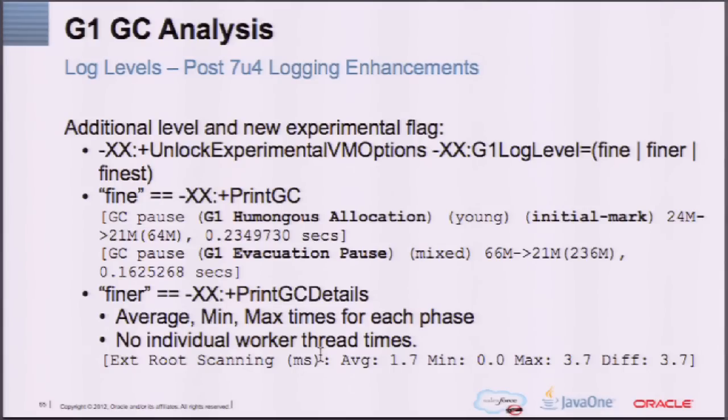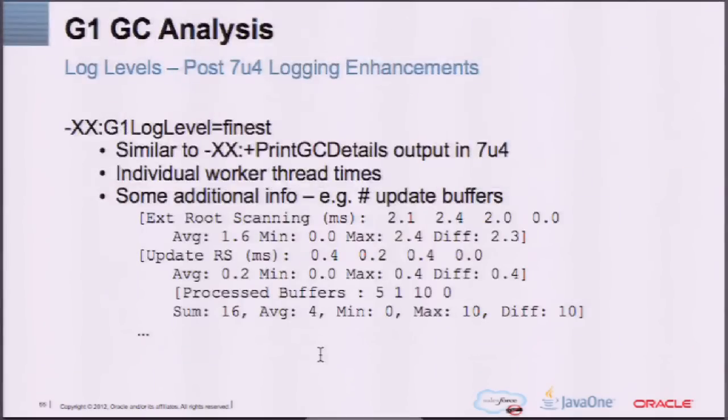Finer is similar to print GC, but this time we don't have the individual thread times. You just have, say for example, root scanning happened, and what was the average, min, max, and difference. So not those individual threads, remember? And the finest is exactly what I just told you about. It has all the information that you need, so have at it.